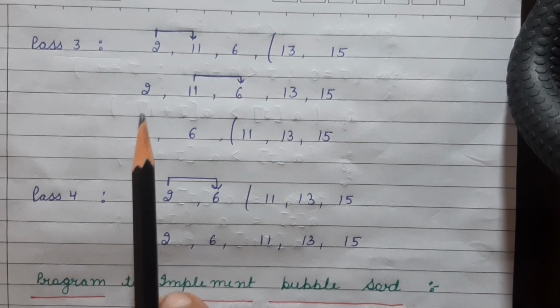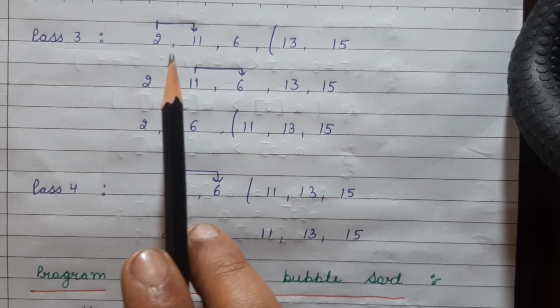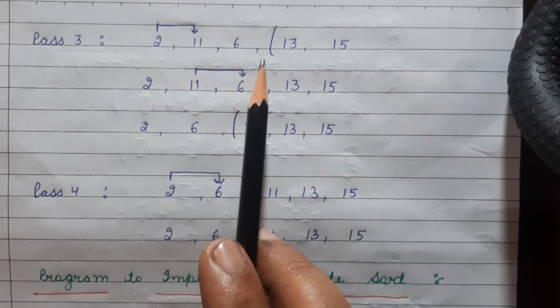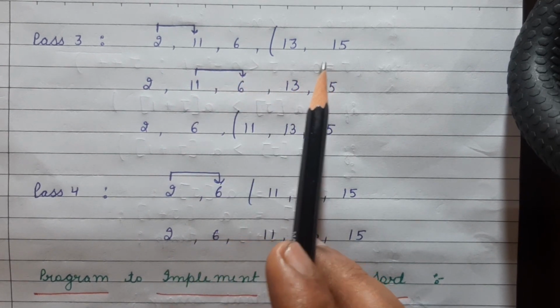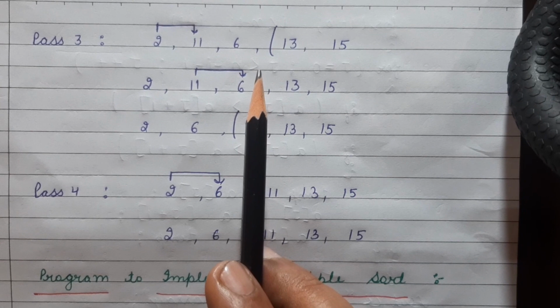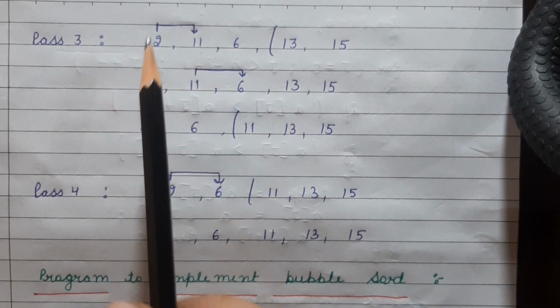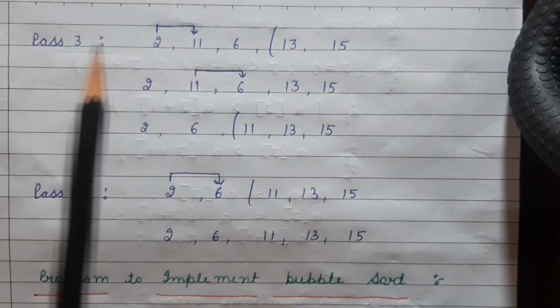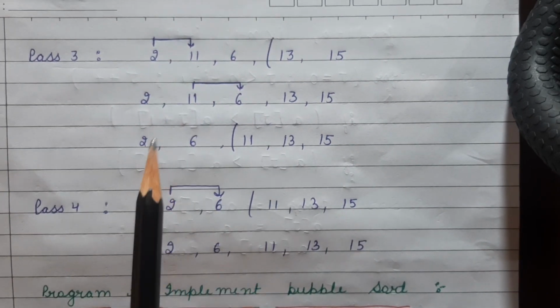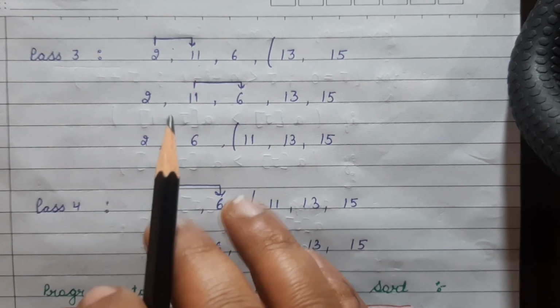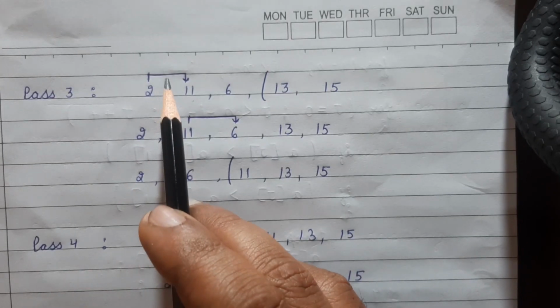Now in pass 3, the elements we have are 2, 11, 6, 13 and 15. Now again we compare first element with the second element. Now 2 is greater than 11? No. So elements are not swapped. This is our first comparison.